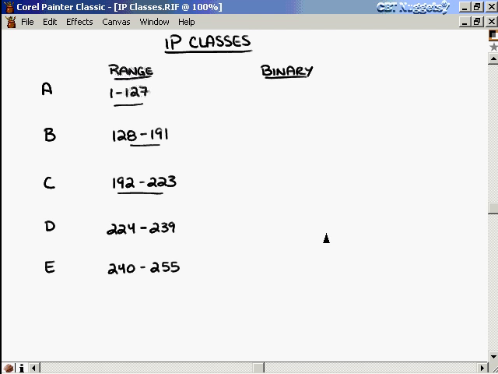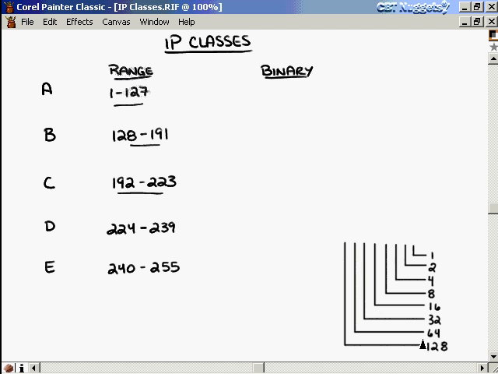So let me do this. I'm going to bring up my chart for binary again. And before we get into that, I'm going to give you a rule. There's a rule that a network number cannot be all zeros. It cannot be the decimal equivalent of 0, which is all zeros in each of these binary placeholders. The reason for that is that that is considered the network number. So that's why the list here starts at 1 and goes to 127.